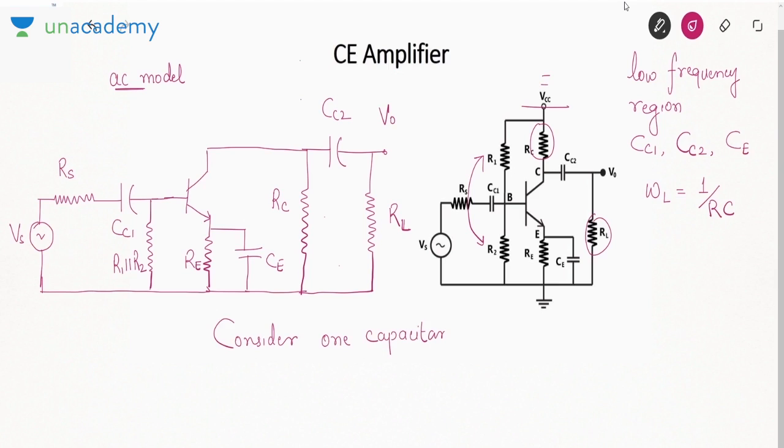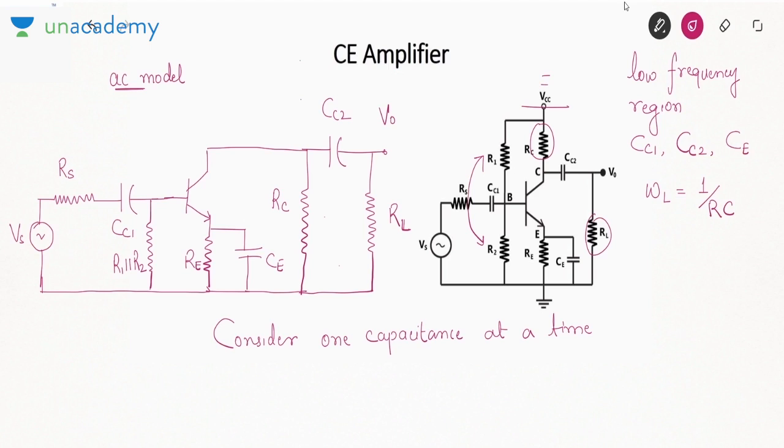See, there are three capacitances, which means it is a third order circuit. But the high pass filter that I showed you earlier only had one capacitance. It was a first order circuit. So in order to treat it as a first order circuit, what I'll do is, I'll only consider one capacitance at a time, and I'll figure out the cutoff frequency associated with that capacitance.